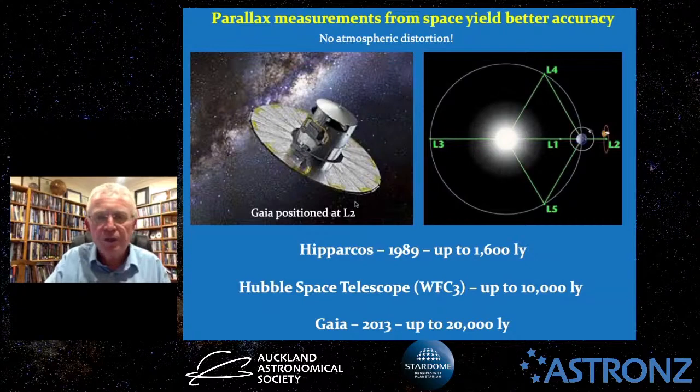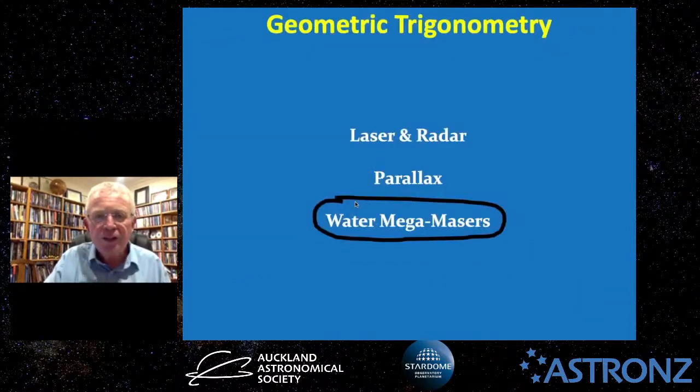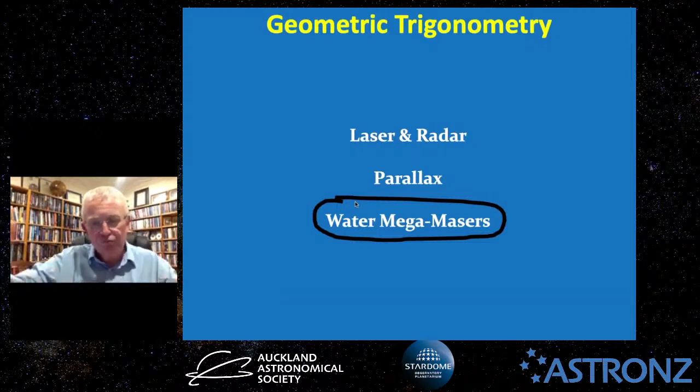20,000 light years. So that's pretty cool. So that's laser and radar for within the solar system. Parallax for stars, up to about 20,000 light years away.